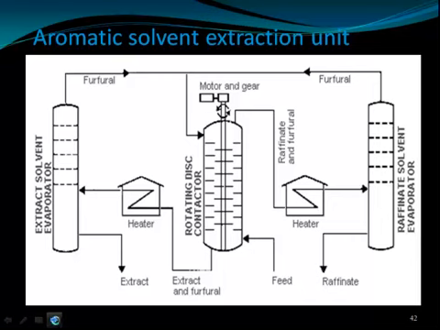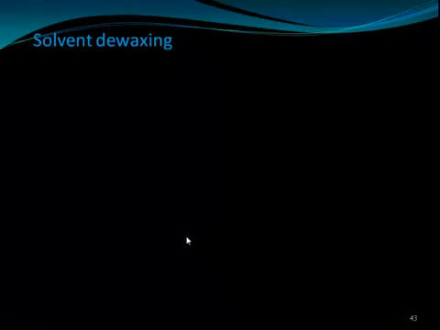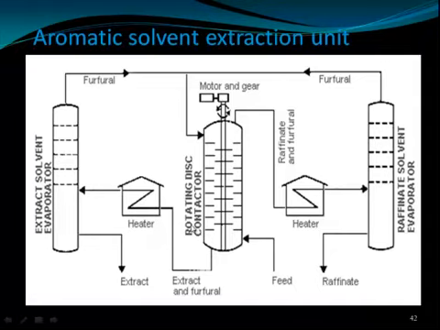So the feed is taken in a rotating disc contactor, where we add the solvent into it. Generally here we are using furfural as a solvent. Then it will be rotated, so we can have proper mixing. So raffinate and furfural, we can have in the heater, where the raffinate solvent is evaporated, and the furfural which we get we can send back to the tower.